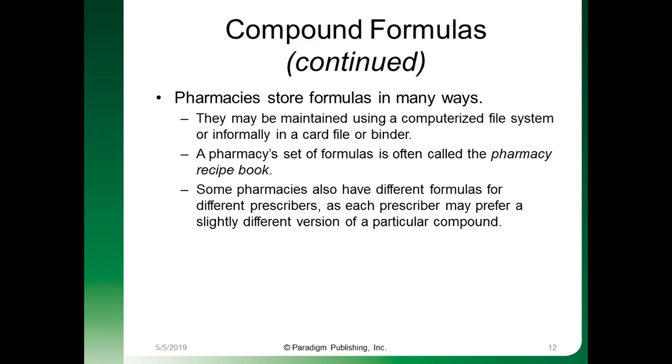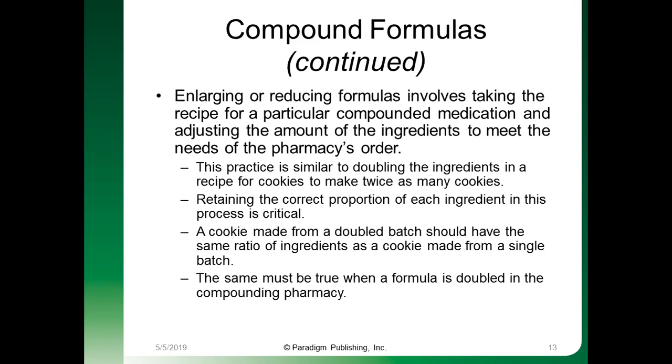So enlarging or reducing formulas involves taking the recipe for a particular compound medication and adjusting the amount of ingredients to meet the needs of the pharmacy order. So if the recipe is for 100 patients, but you only need it for 20 patients, you're going to have to reduce those ingredients to meet 20 patients. Or if the recipe is for 100 patients and you actually have a big outbreak and you need it for 1,000 patients, you're going to have to adjust that recipe to meet those 1,000 patients.